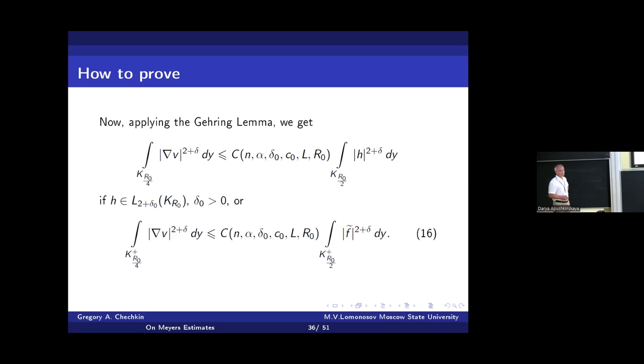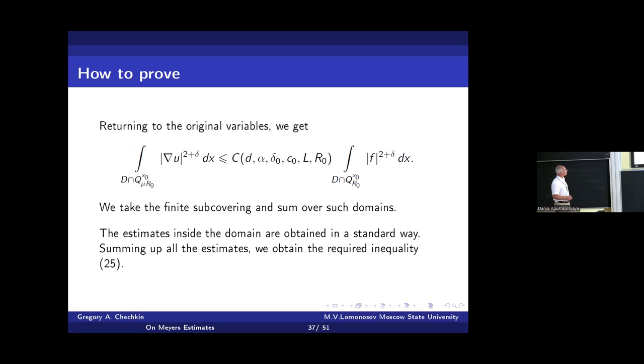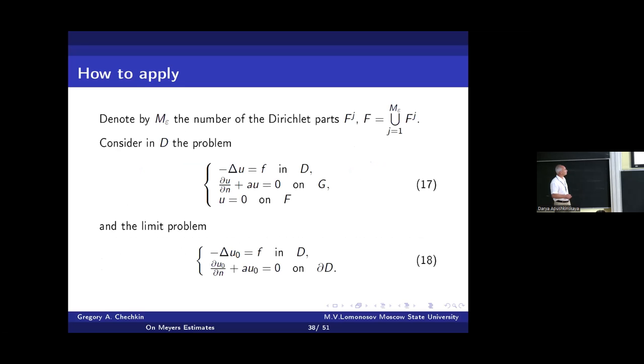Then applying the Gehring lemma, it's just the basic part of the Giaquinta-Modica method. Then we have this after changing of variables back. And finally, the inequality which we need is here. In this way, it's possible, but much easier, you can obtain this inequality for the internal part of the domain.